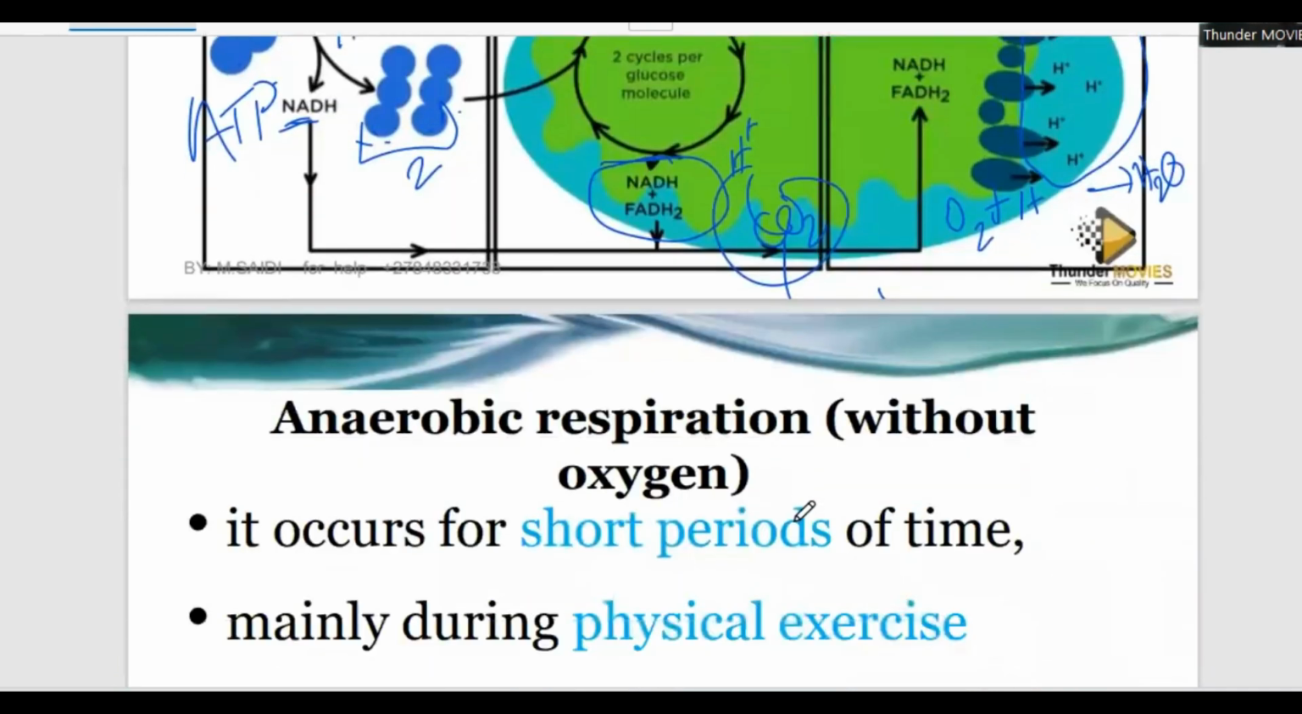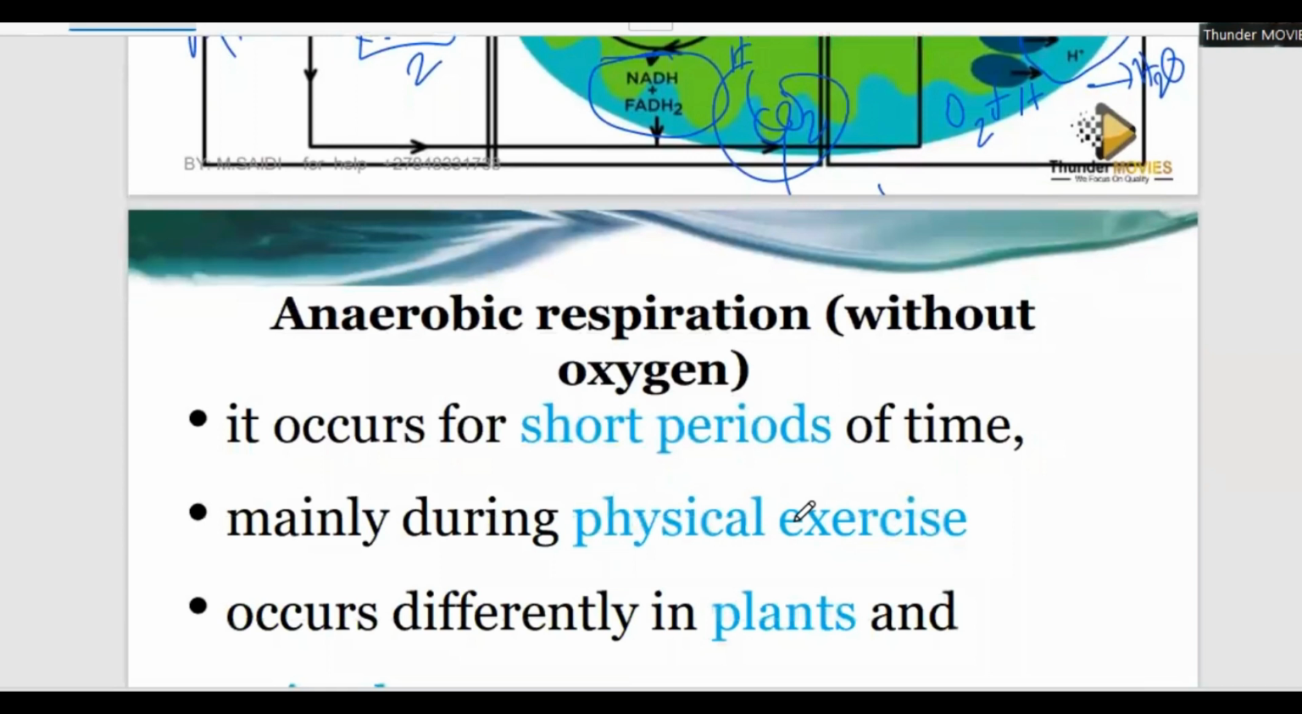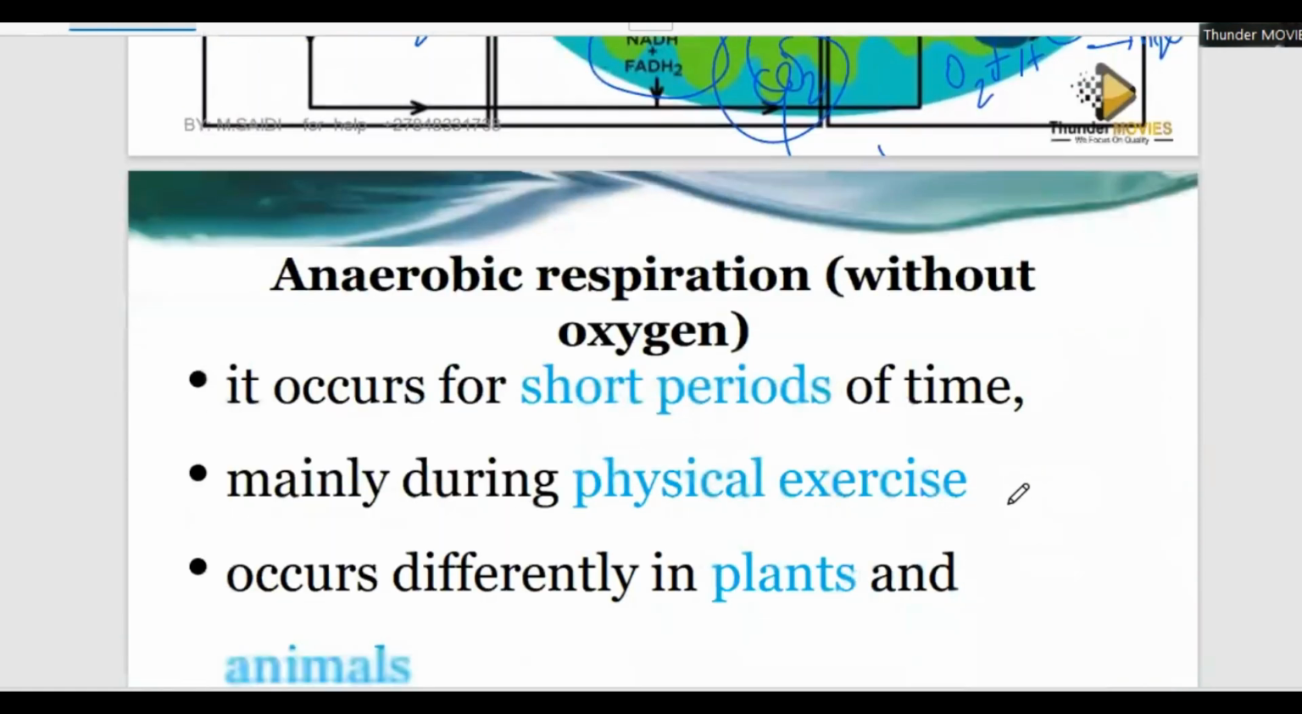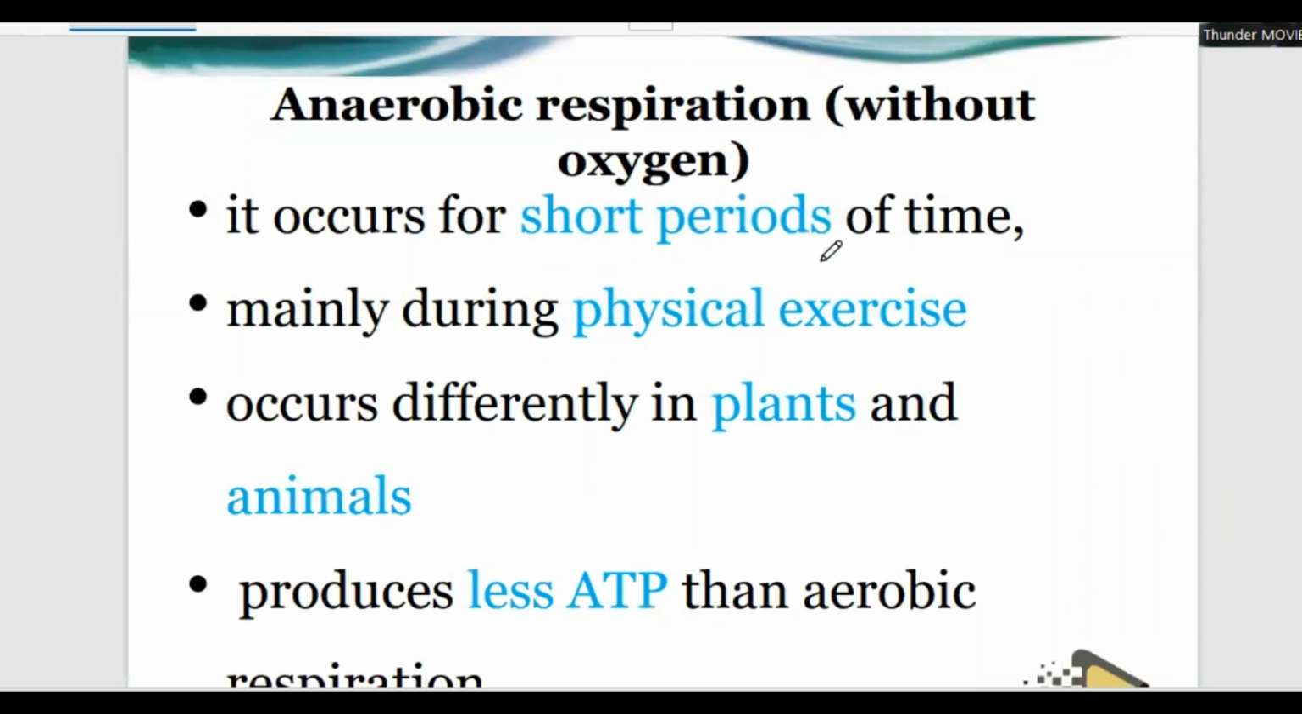All right. Anaerobic respiration. Don't forget that anaerobic respiration occurs without oxygen. So it means that anaerobic respiration will only take place for glycolysis. It doesn't have the Krebs cycle or oxidative phosphorylation. It occurs for a short period of time, and basically only in animals during an emergency, mainly during physical exercise. Remember, for example, you are running. At the beginning you run, you get exhausted, and then you open the mouth. Even if you open it more, the oxygen cannot be enough because you are using this oxygen vigorously.